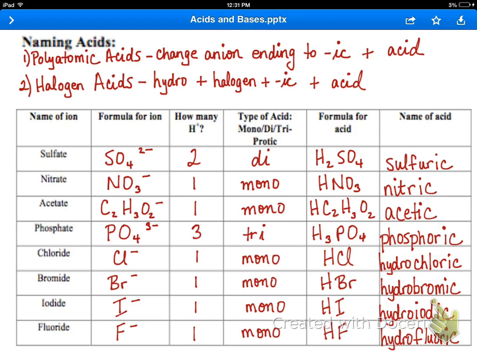And then the rest of them are the halogen acids. Chloride becomes hydrochloric acid. And then the same pattern, we see bromide, hydrobromic acid. Iodide, hydroiodic acid, and fluoride is hydrofluoric acid. Same pattern all the way through.